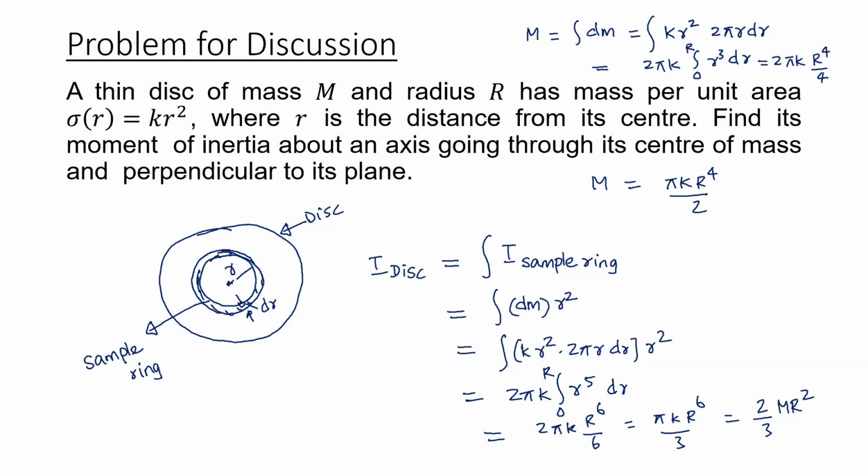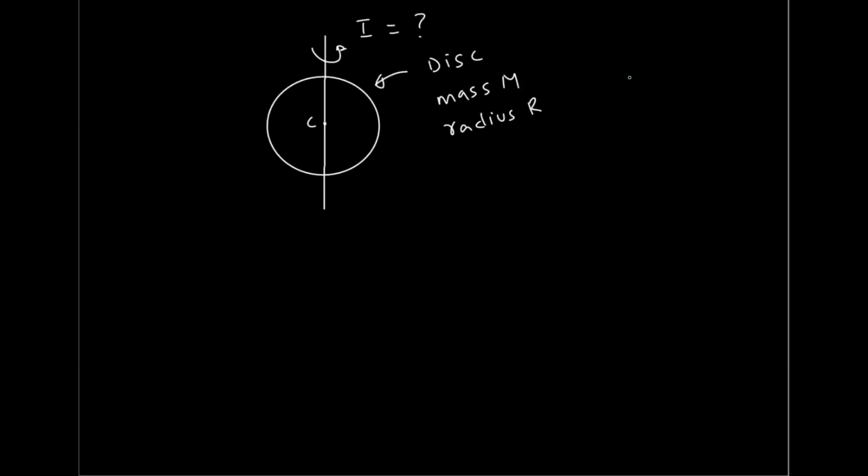Okay, so now, to get this moment of inertia about a diameter, what you can do is you can just take, let's say, a perpendicular axis.